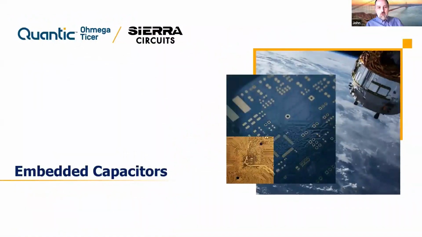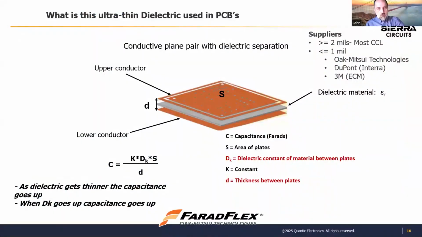When it comes to embedded capacitors, an embedded capacitor is formed, in simple terms, by taking a dielectric between two conductors. The things you have at your disposal are the size of the capacitor, the space between the two conductors, and the dielectric constant of the dielectric. If you make the area bigger, the capacitance goes up. If you make the thickness thinner, the capacitance goes up. And if you raise the dielectric constant, the capacitance goes up. All those things go into it.